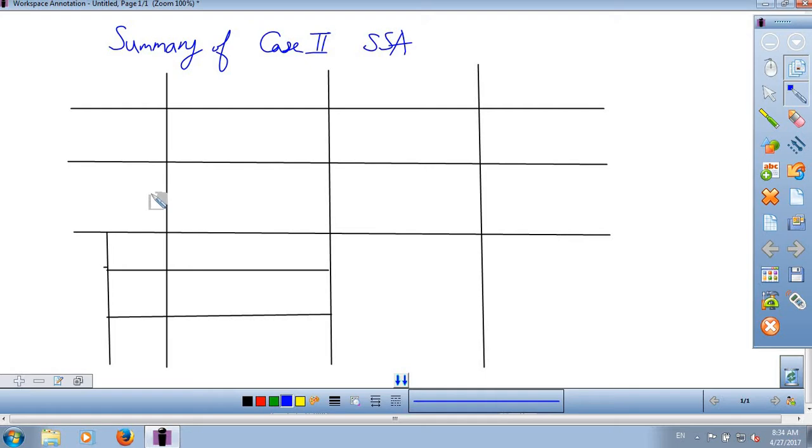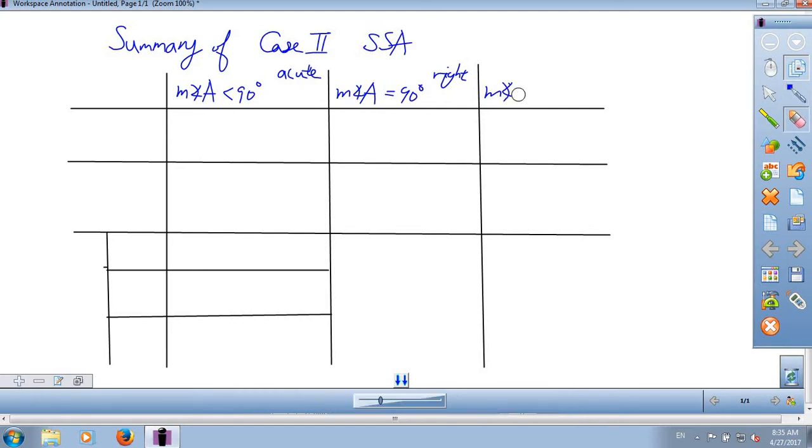All right, we're back. For the columns, we're going to use the angles. The first column is measurement of angle A less than 90 degrees, which means A is acute. The second column is measurement of angle A equal to 90 degrees, which means the given angle is a right angle. The last column is measurement of angle A greater than 90 degrees, which means the angle is obtuse. So we have three columns here.